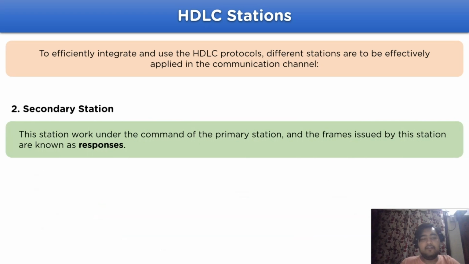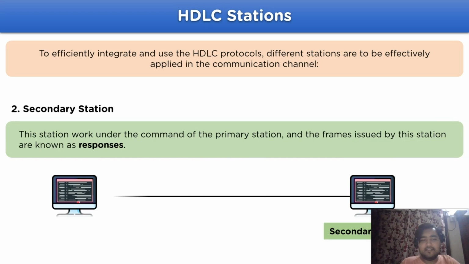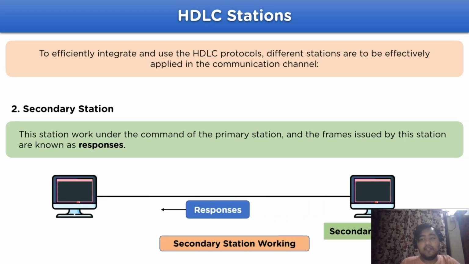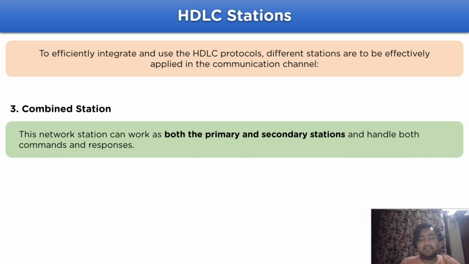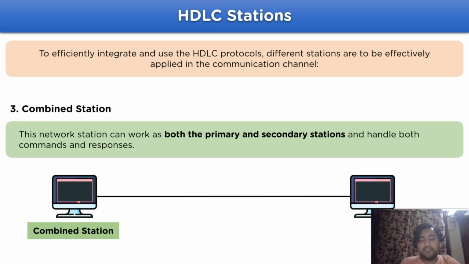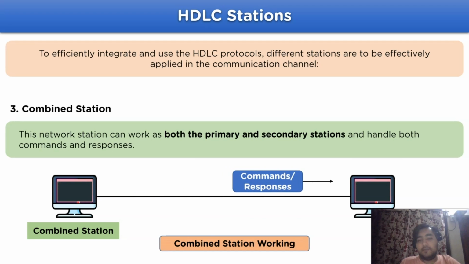Moving on, we have the secondary station. This station works under the command of the primary station, and the frames issued by the station are known as responses. As for the last station, we have combined station. As the name suggests, this type of station is available for both commands and response values.